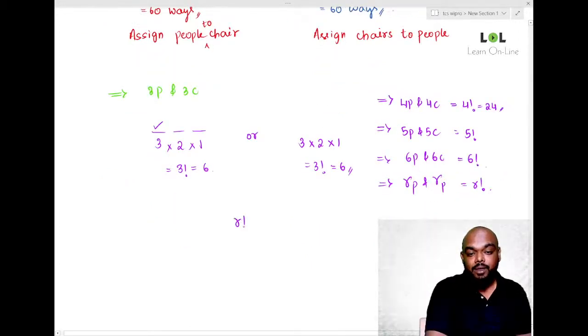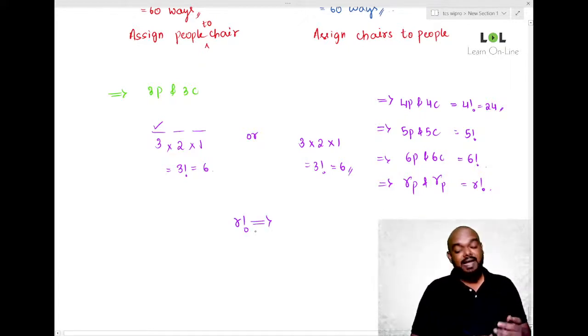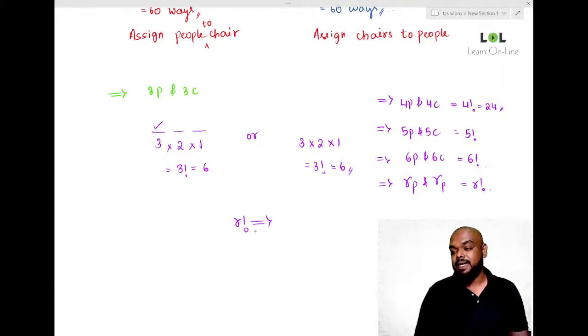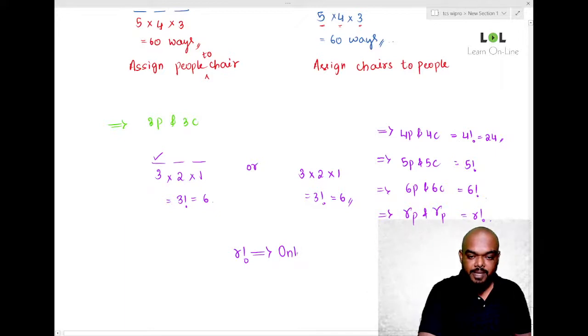Can anybody tell me what do you mean by r factorial? I told this in the first class of permutation and combination. In nCr we have n factorial by n minus r factorial into r factorial. Anybody? Good, Chandana. Very good. Excellent, guys. Manohar, only arrangements. R factorial means only arrangements.